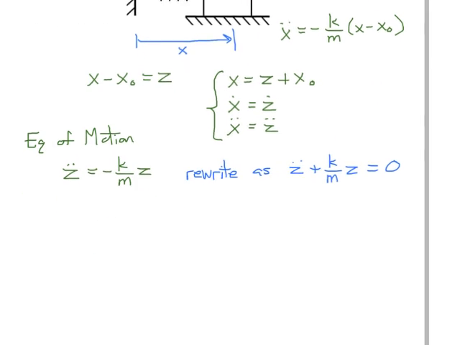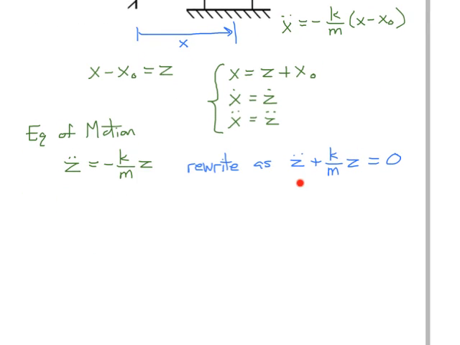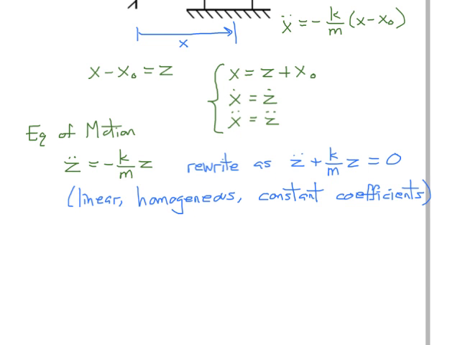Now as you take a look at this differential equation, you should recognize some distinguishing features. First off, it's second order. All of our differential equations in this course are second order. It's also linear, and when you look at the right hand side, it's homogeneous. And in addition to that, we have constant coefficients. We have a coefficient of 1 and then a coefficient of k over m. And this is great news, because linear, homogeneous, constant coefficient differential equations have a well-defined solution process that's based on the characteristic equation.